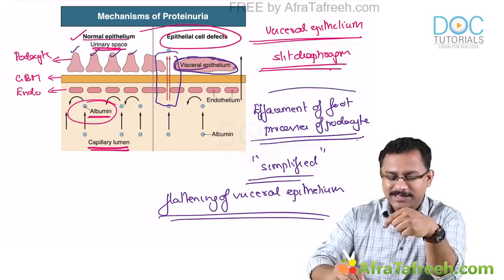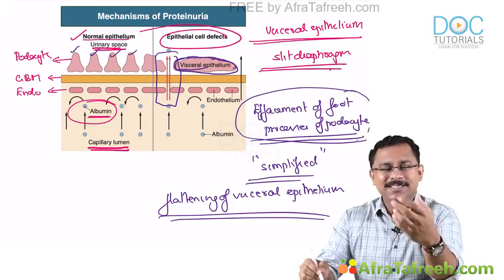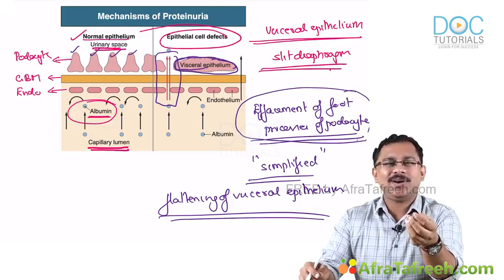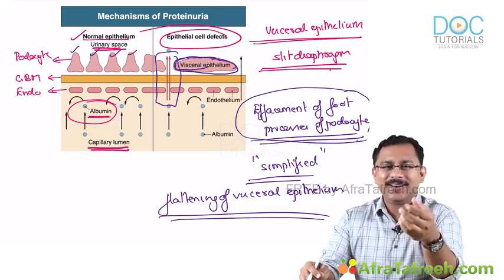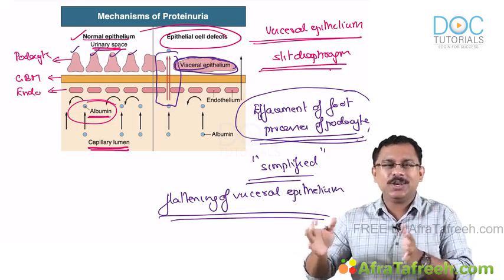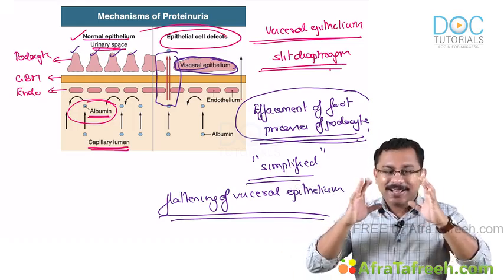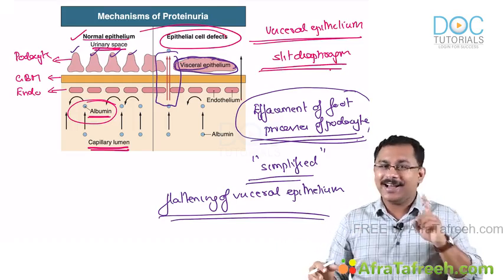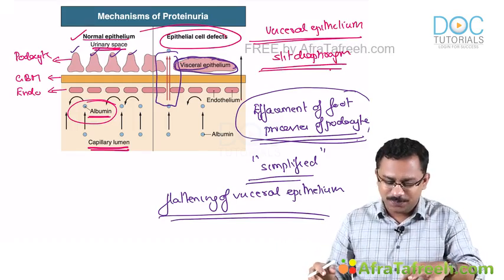Because in case of minimal change disease, you can have an effacement of the podocytes, whereas in other disorders like your FSGS, you may have a reduction in the number of the podocytes. So we will see the individual disorders later, but the concept of a nephrotic range proteinuria and why it occurs, I think is very, very clear to you now.